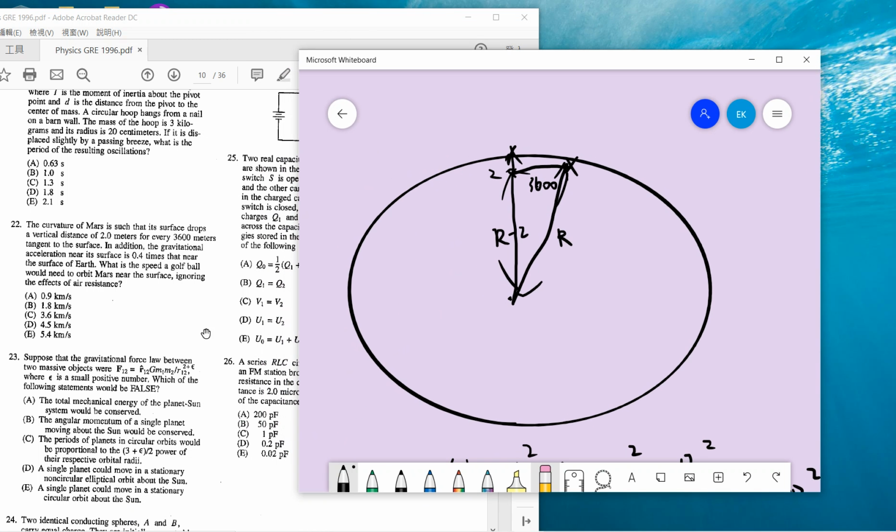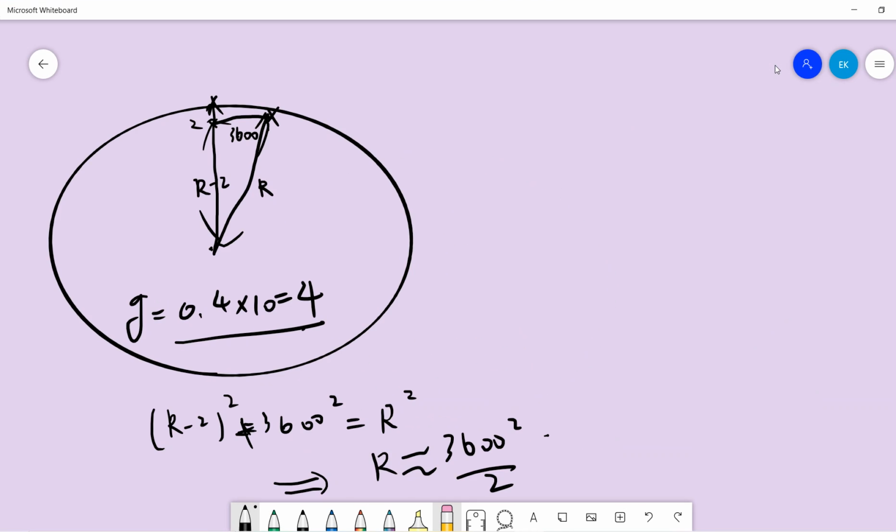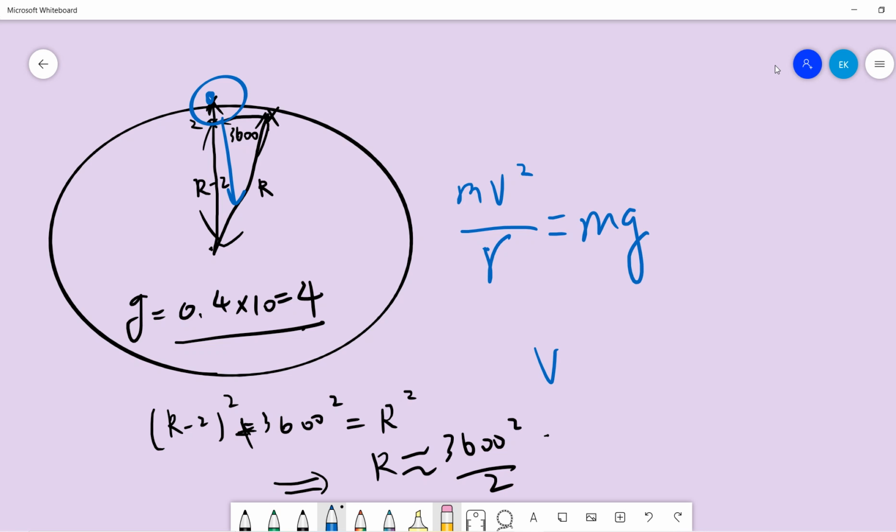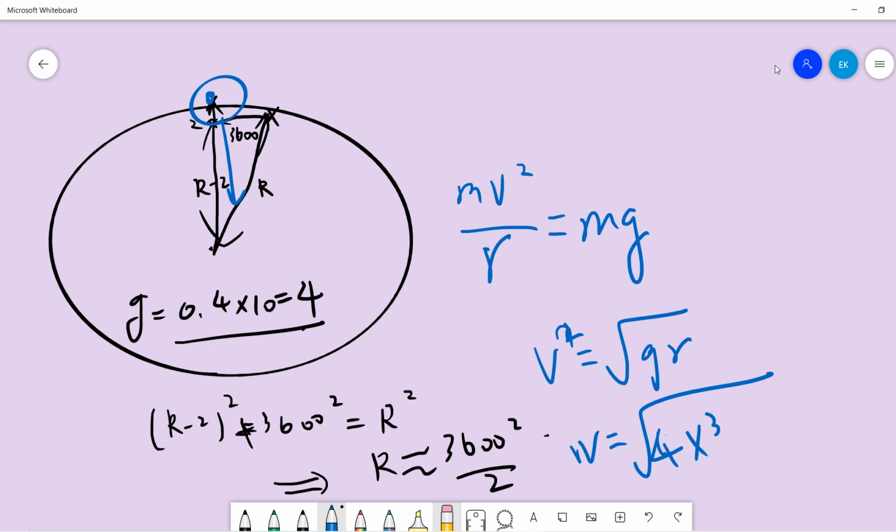They also tell you that the gravitational acceleration is 0.4 times 10, which is 4. And what you need is if the golf ball is in circular motion. So simple. So the circular motion condition is equal to the force, so v squared is gr. V is the square root of gr.